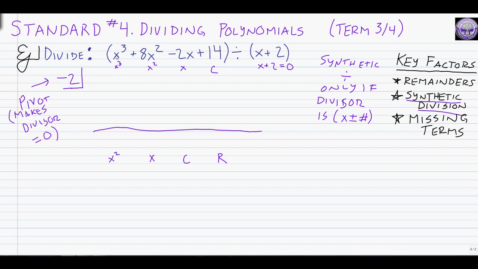Next, what we need is the actual coefficients from up here, right down here. So on this line, we'll need coefficients. We look at our first one, the coefficient of x squared, there's nothing there, so it's a 1, a positive 8, a negative 2, and a 14. And so now we actually have everything set up to do the actual synthetic division.